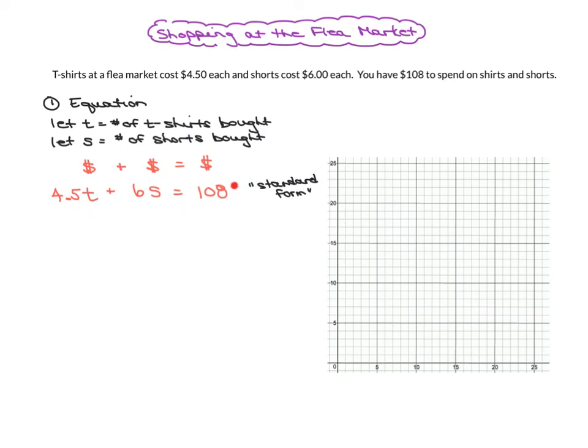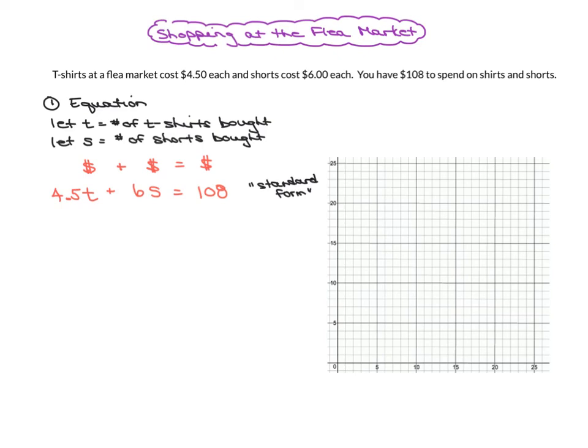This equation is an example of an equation in standard form because both of the variables are on one side of the equation. We're going to talk more about standard form in a later video, but I just wanted to let you know that that's a really common way that we can write linear relationships.